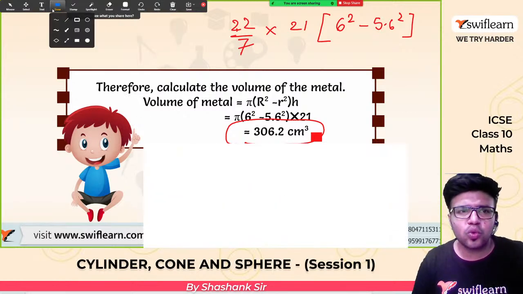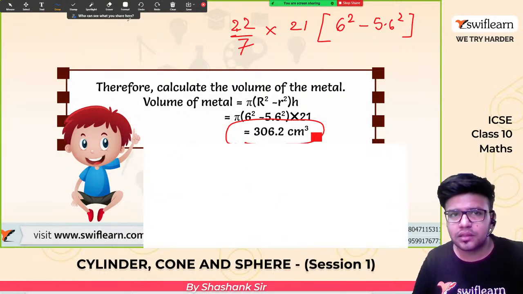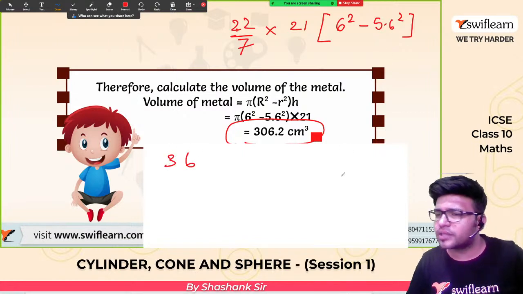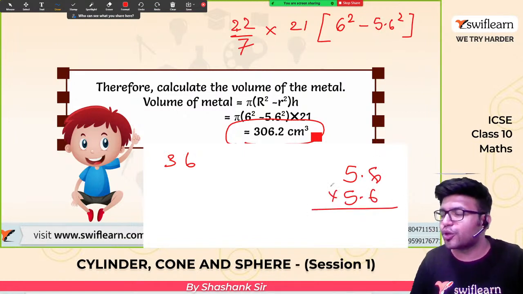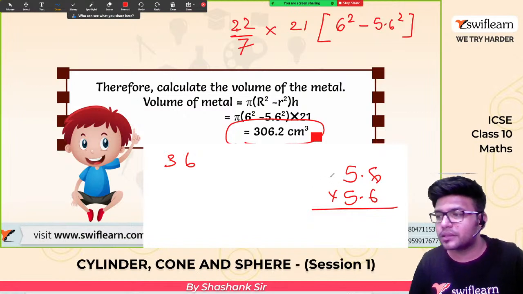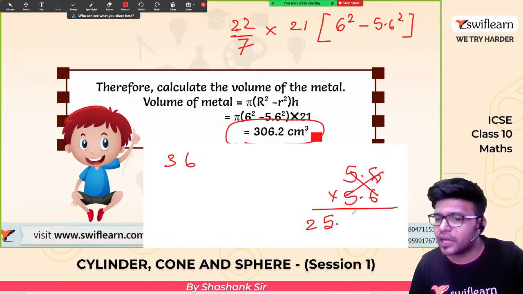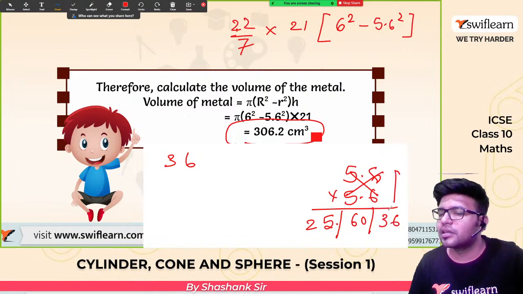Okay, so 6 square is 36. We know 6 square is 36. 5.6, you need to calculate 56 into 56 and then put the decimal point. I'll show you how it is done using the Vedic maths technique. So 5 into 5 is 25. 5 into 6 is 30. 5 into 6 is 30. Add them, we get 60, and 6 into 6 is 36.